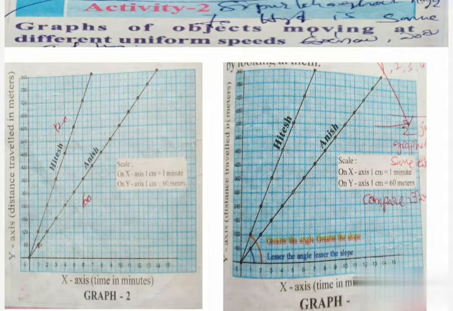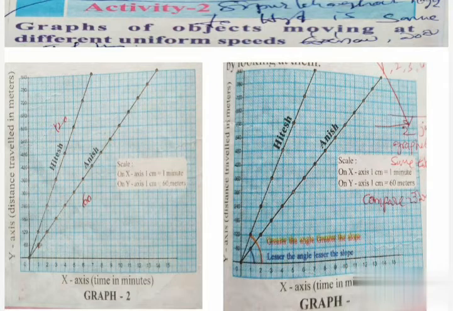So here in this graph 2 we have two graphs, that is Anish and Hitesh. Both are moving with uniform speed only. If we have two graphs of uniform speed, just by looking at the two lines we can tell which speed is greater.